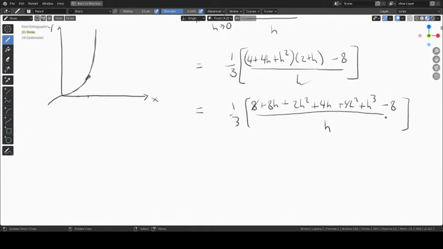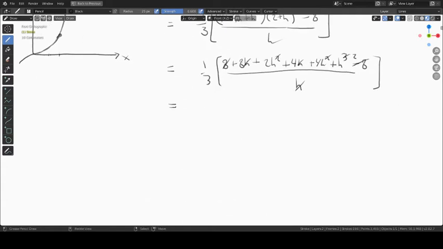Now we got these 8's cancel out here. And then let's go ahead and cancel out an h from everything. So we got an h canceling out there, and there, and there, and there, and then this will become h squared, and that cancels out with that. So that'll give us 8 plus 4 is 12 plus 2h plus 4h. Could have made that 6h, but we'll just leave it. Plus h squared. And this is all times a third.